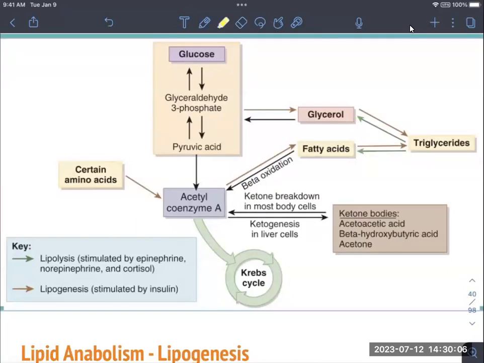So here's all these different steps that glucose can take, that these fatty acids can take. These fatty acids go through beta oxidation and go directly to acetyl-CoA. They can also go back to being fatty acids and being stored if we don't need them.